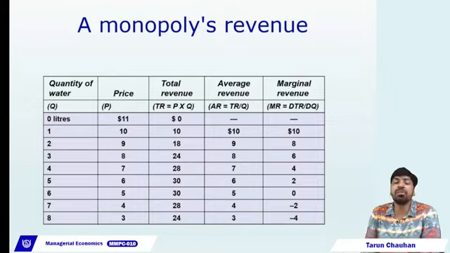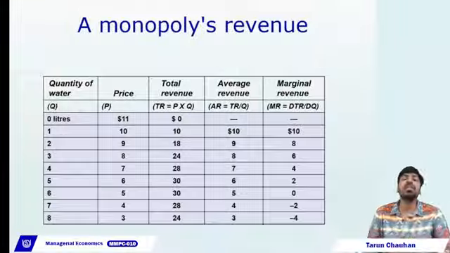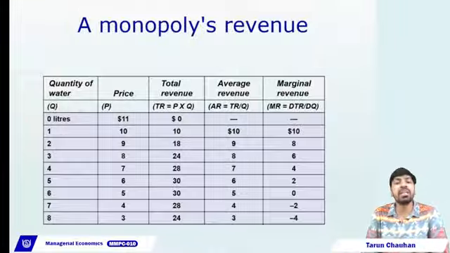And marginal revenue continuously decreases at a decreasing rate; it begins from a higher level and later on declines, reaches zero, and then becomes negative. So these are the shapes of the revenue curves under the monopoly case.